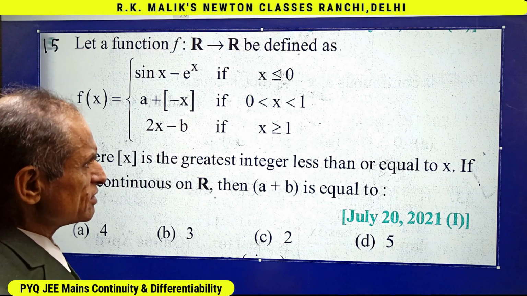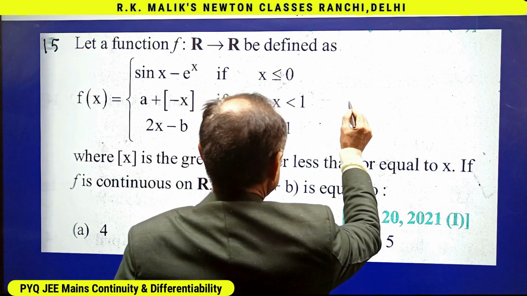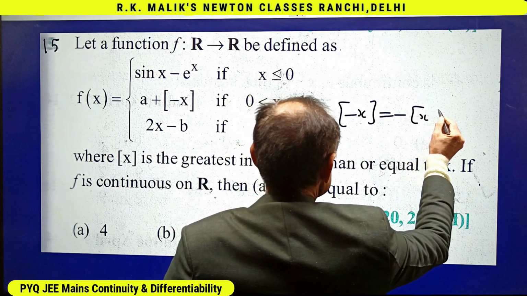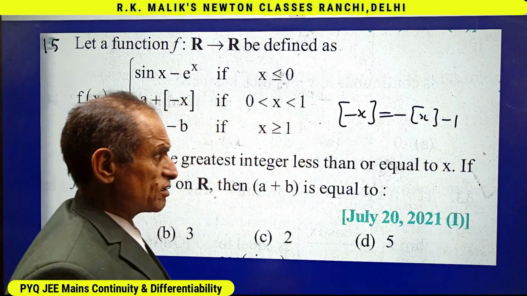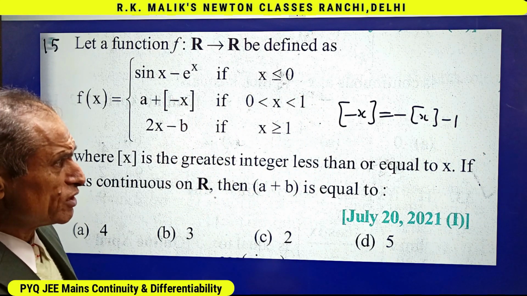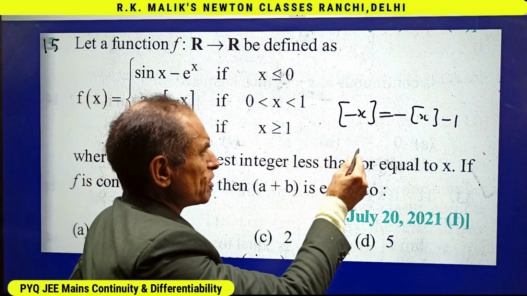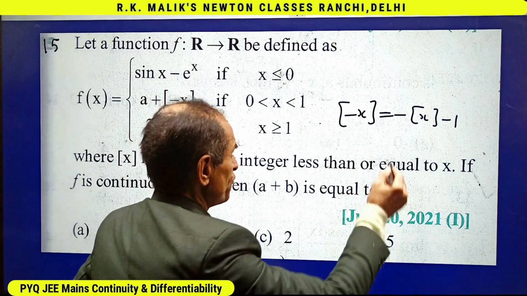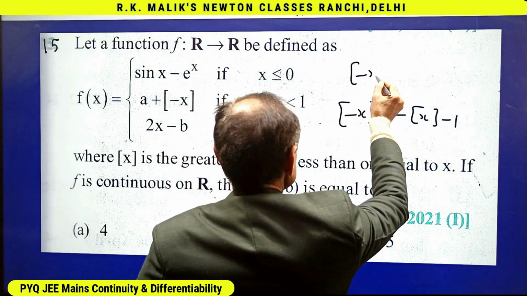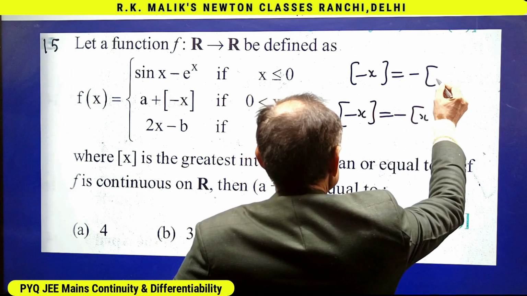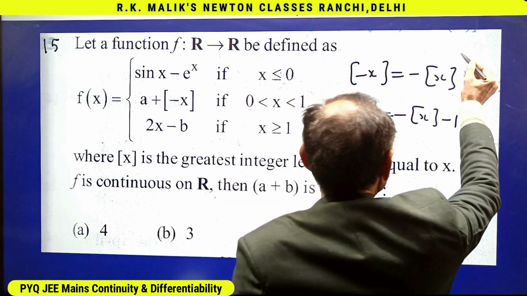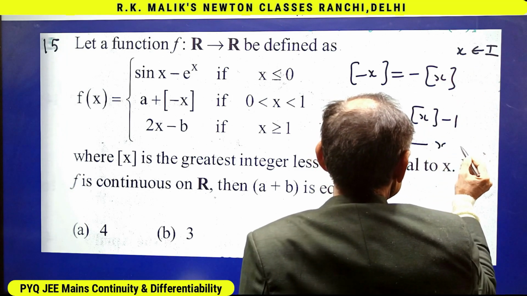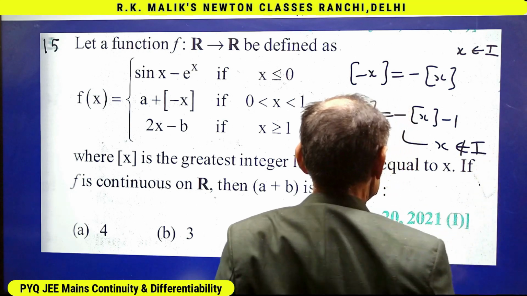First, note this point that if x is not an integer, box minus x is equal to minus box x minus 1. Without using this formula also we can do it, but using this formula will make our solution slightly easier. And if x is an integer, in that case, this is the formula if x belongs to I, and this is the formula if x does not belong to I.